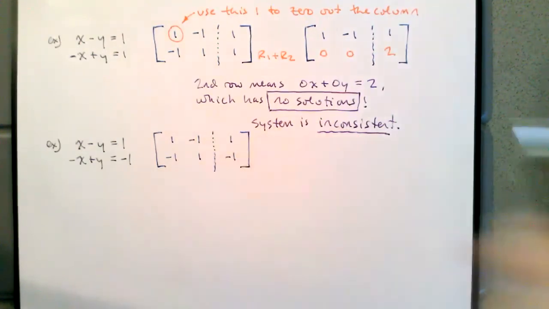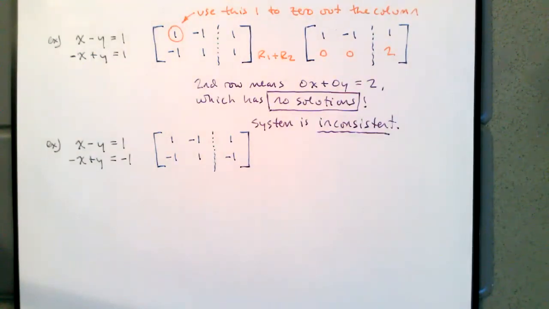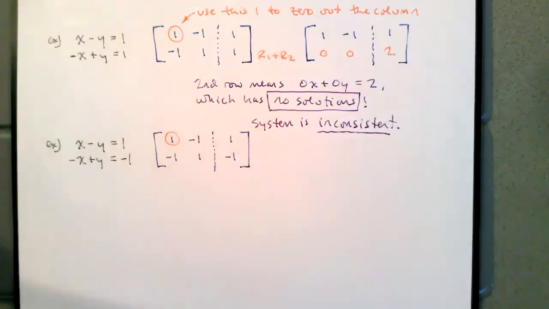I'm going to apply the same thinking. Like was stated in the question, we could start anywhere we want, but let's be consistent in how we apply the method. I'm going to start in the upper left corner. I'm going to use this one to get zeros below it.